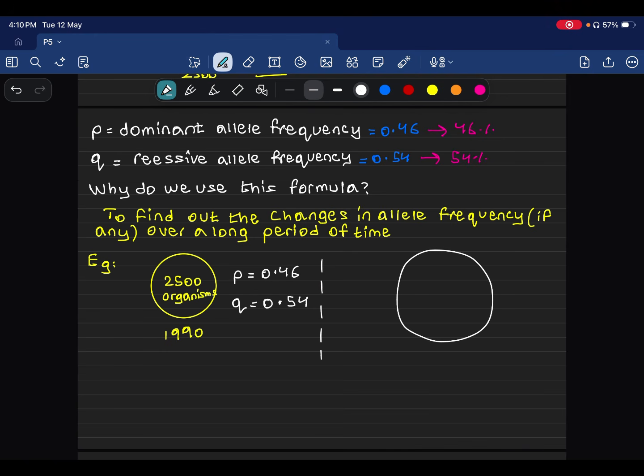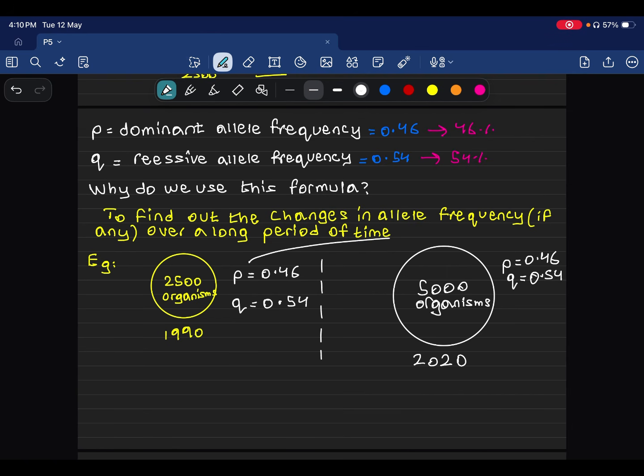Fast forward to the same island that now has 5,000 organisms. How many alleles is that, by the way? 10,000 alleles, if you're dealing with two alleles and one gene. So each organism has two alleles. So two organisms, four alleles. Three organisms, six alleles. 5,000 organisms, 10,000 alleles. In that case, the dominant allele frequency we found out is still 0.46. And obviously the recessive is still 0.54. This is in 2020. Did the allele frequency change? There was no change in the allele frequency.